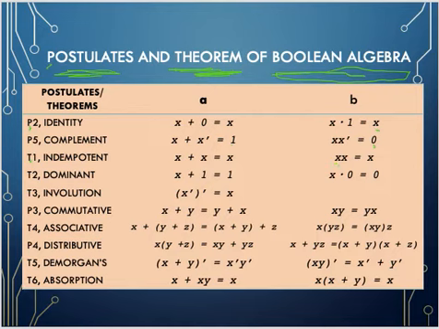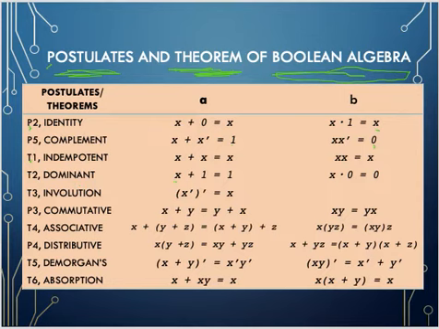Pagdating naman dito, kung 0 times 0 or 0 and 0, answer will be equal to 0. 1 and 1 will give you 1 also. Okay? Next naman will be the dominant.